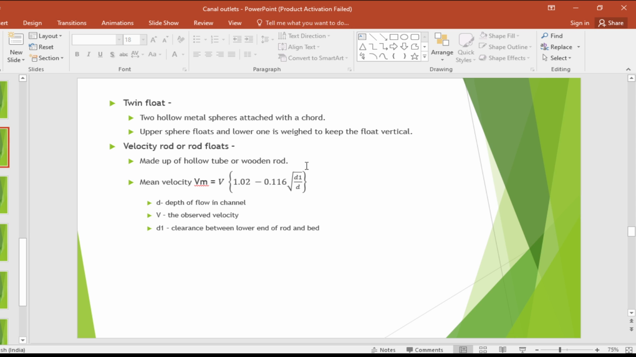Now the mean velocity can be calculated by the formula shown here. Mean velocity Vm equals V (1.02 minus 0.116 root of d1 by d). Here d1 is nothing but the clearance between the lower end of the rod and the bed. D is the depth of the channel. V is the observed velocity.